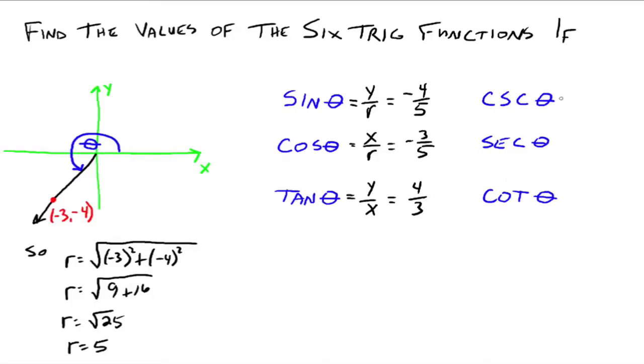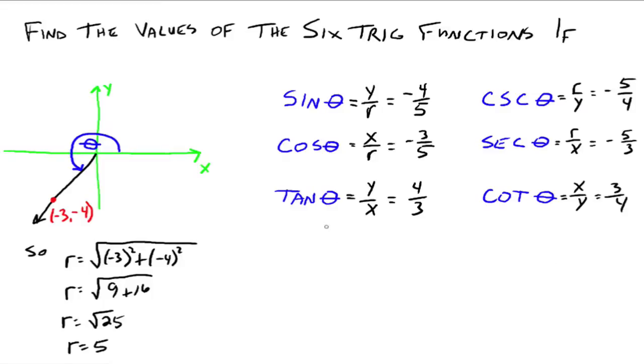Cosecant theta is defined to be r divided by y, and so that goes to negative 5/4. These are just reciprocals. Sine theta and cosecant theta are just reciprocals of each other. We'll make that more formal later. Secant theta is r divided by x, so that would be negative 5/3. Cosine and secant are reciprocals of each other as well, and tangent and cotangent are also reciprocals. Cotangent is defined to be x divided by y, and so in this case that'd be 3/4.